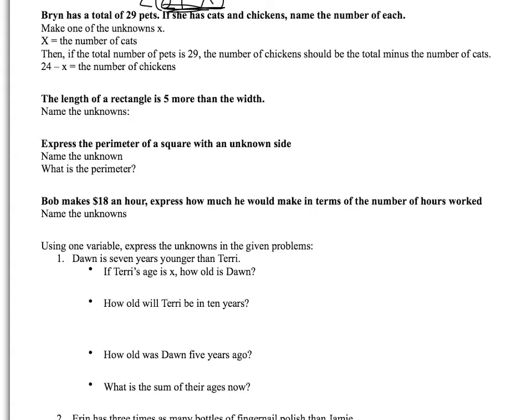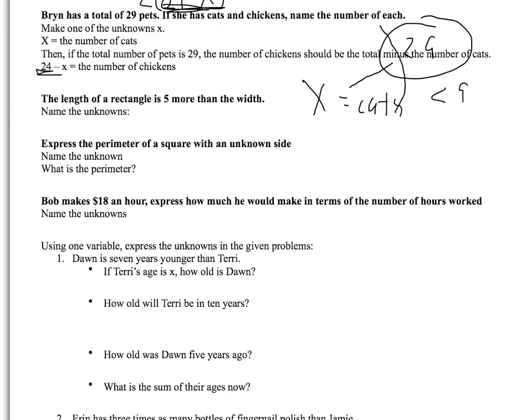So this should be a 29 right there. That's a typo, but that's what we have. And we can think about it like this. If there's 29 pets right there, and they're both chickens and cats, if we take X of these away to be the cats, what remains? Well, 29 minus X. So there's 29 total minus the ones we took. That's how we're getting that right there. Okay?